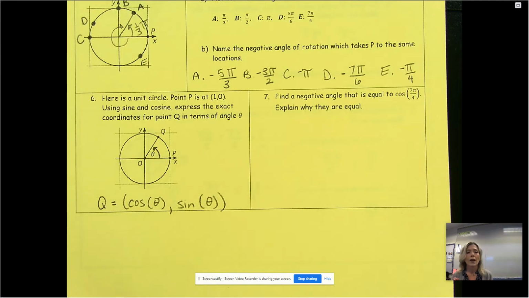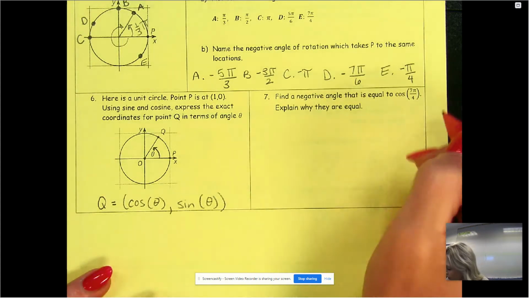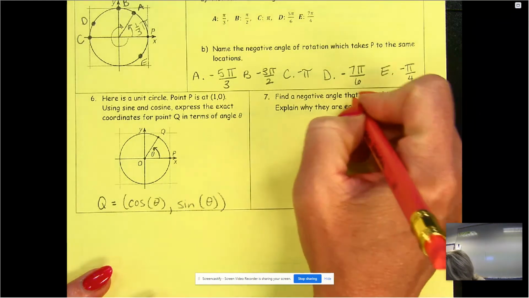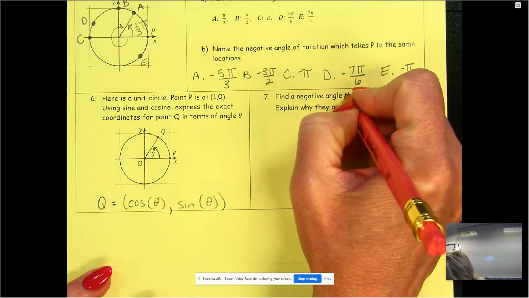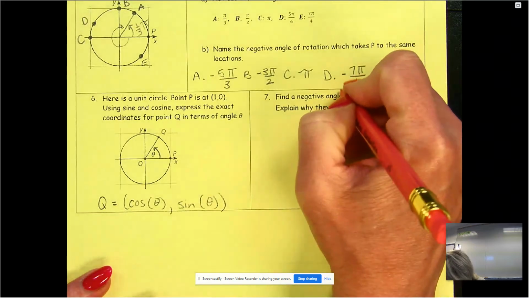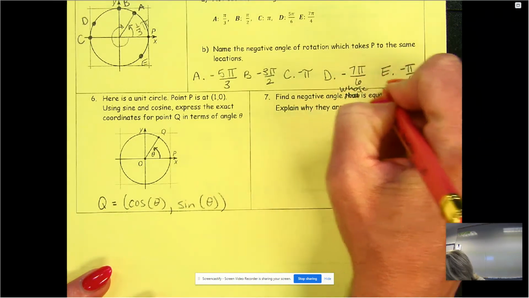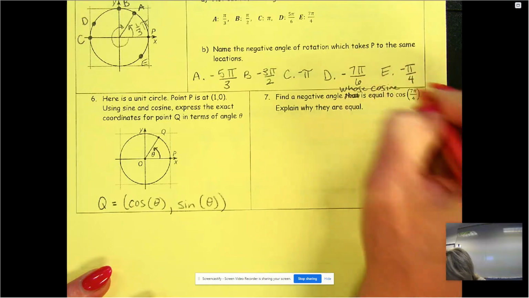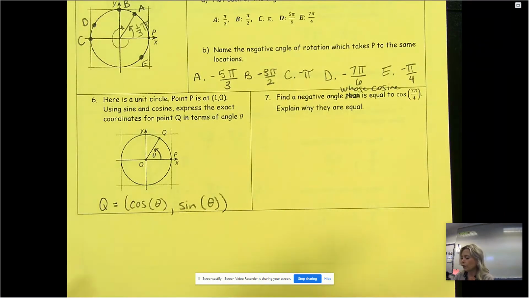We cannot make assumptions. Number 7 has a tiny little typo. I fixed it on the answer key. I'd already copied those. So it says find a negative angle that is equal to the cosine of 7 pi over 4. It should say find a negative angle whose cosine is equal to the cosine of 7 pi over 4.